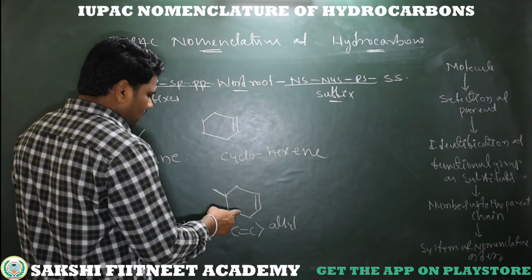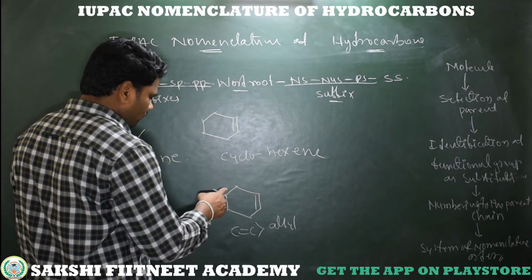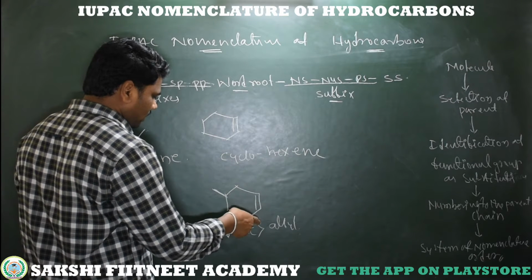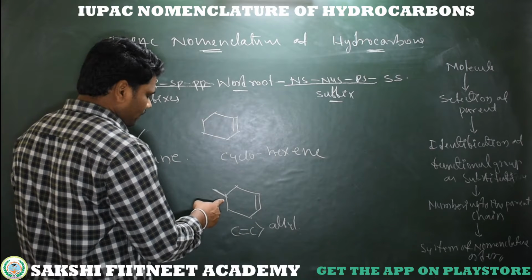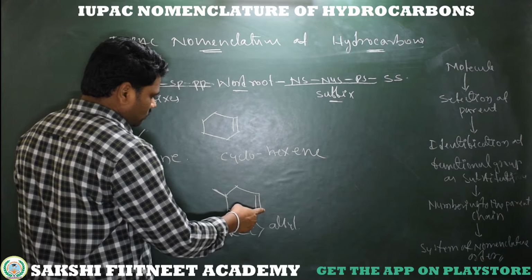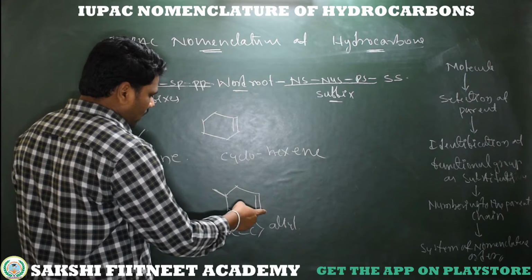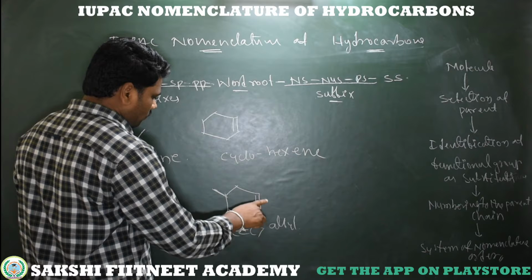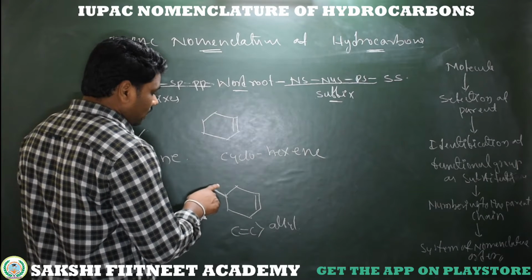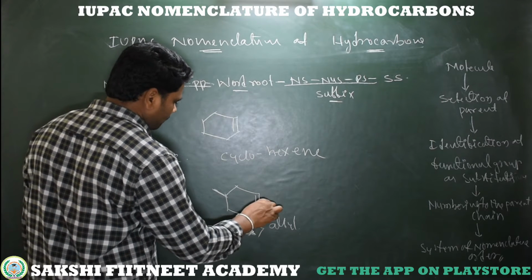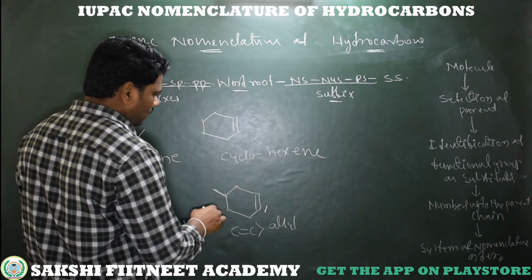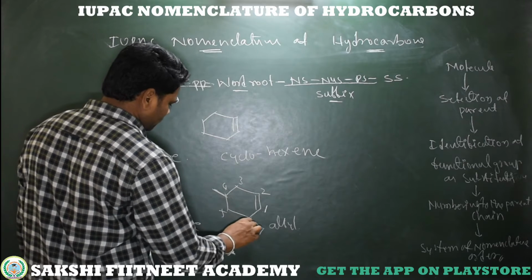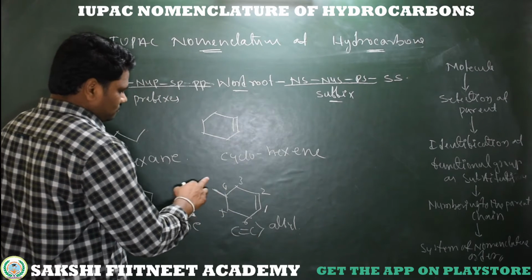So can I start from here? 1, 2, 3, 4. If I start from here, then the second number becomes the right side, 1, 2, 3, 4, 5. So if I start from here and follow anti-clockwise, I'll get this substituent at the 4th position. If I follow clockwise from here, I'll get this substituent at the 5th position. So better I take from this carbon, then follow anti-clockwise, 1, 2, 3, 4, 5, 6. At the 4th position we have CH3.